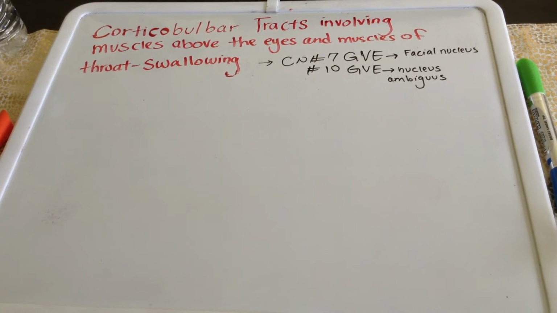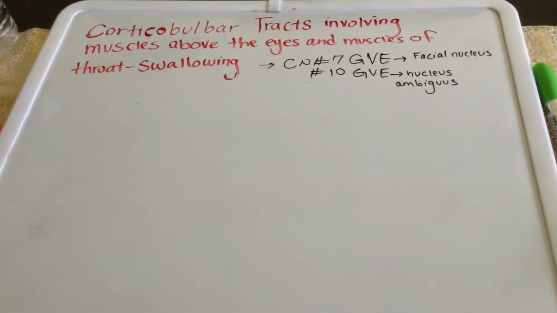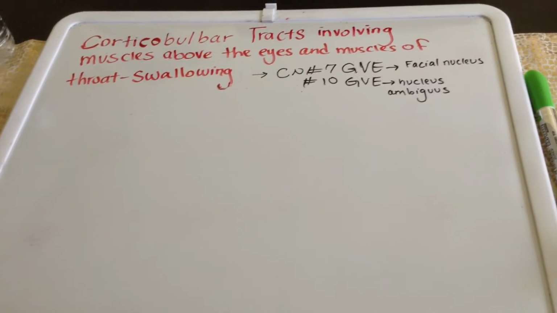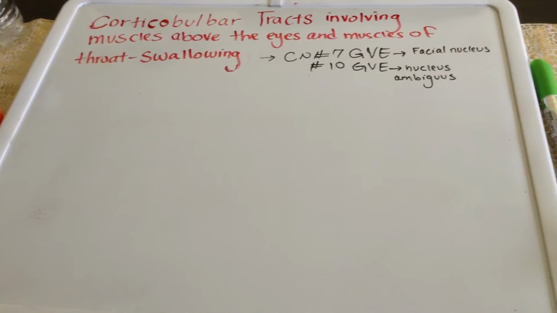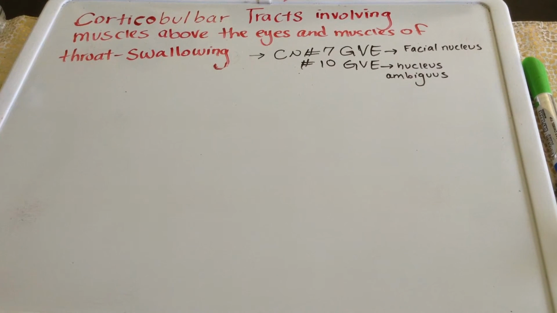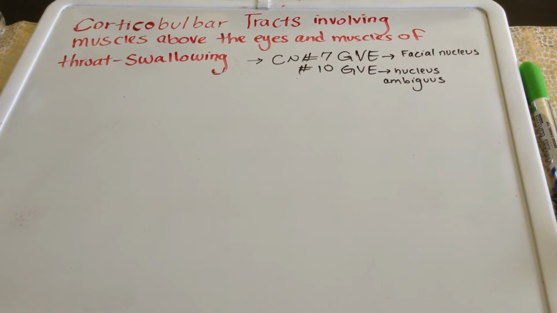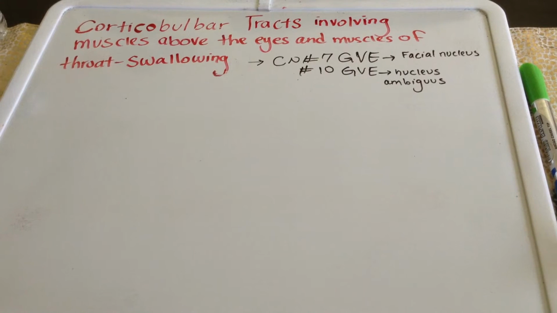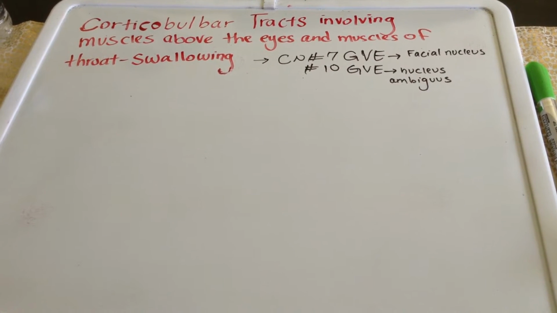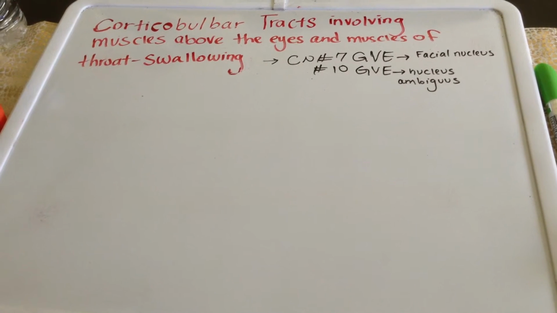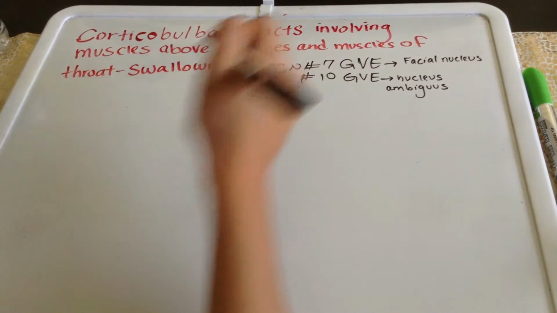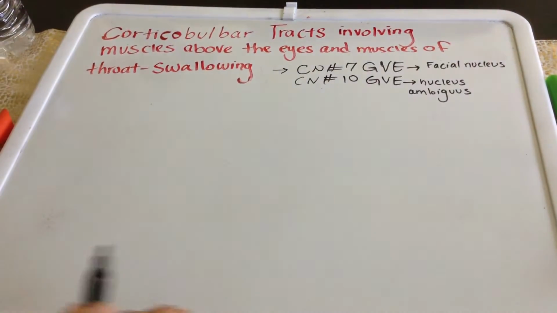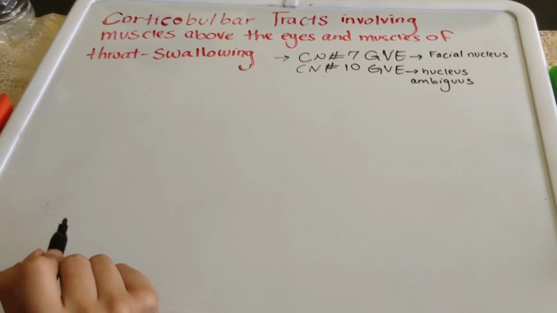Okay, so in this tutorial we're going to talk about the corticobulbar tract. That specifically involves the muscles above the eye and the muscles of the throat for swallowing, so this is your larynx and pharynx. The muscles above the eye, located in your forehead, are going to be innervated by cranial nerve 7, the facial nerve, and then the muscles in your throat, pharynx, and larynx are going to be innervated by cranial nerve 10, the vagus.